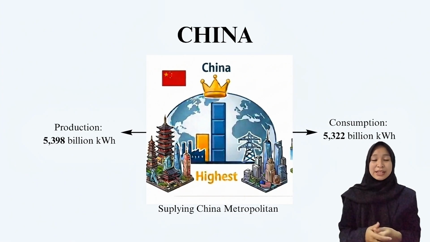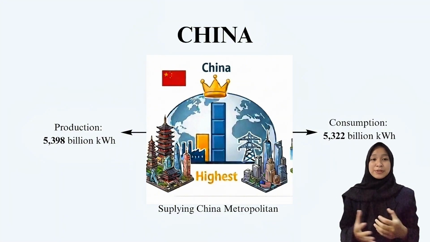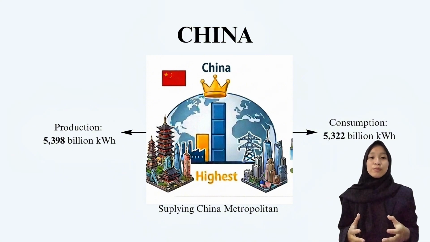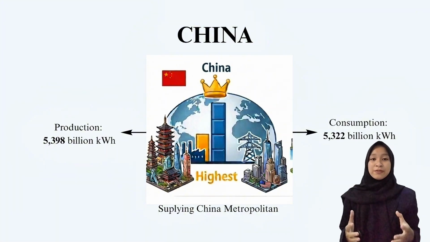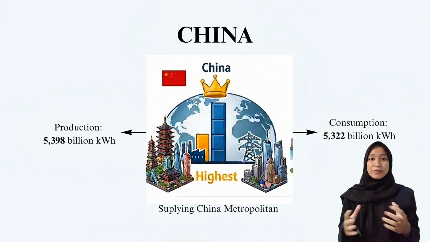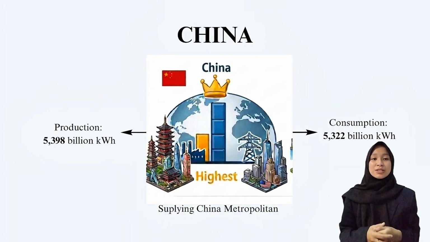To begin with China. China records the highest electricity production among all countries observed. The country produces approximately 5,398 billion kilowatt hours, while electricity consumption reached around 5,322 billion kilowatt hours. As a result, China experiences a production surplus of approximately 76 billion kilowatt hours. Moreover, this condition indicates that China has enormous industrial activities and extremely high energy demands. In addition, the crown symbol represents China as the country with the highest electricity production and consumption levels.